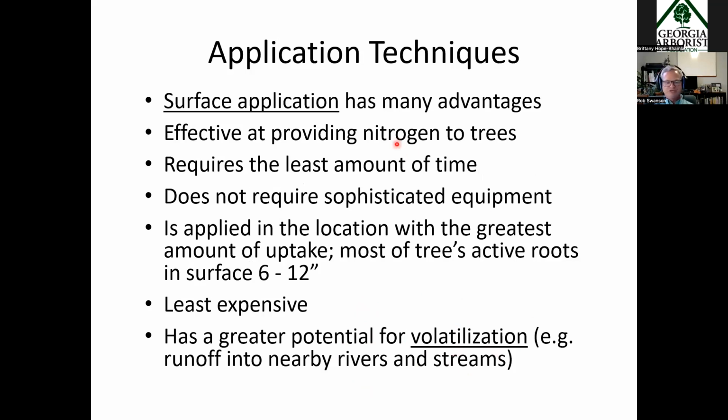There's a number of application techniques out there. Surface application is where you're just putting the granules of the product down, or you're spraying it just on the very surface. You might think this would tend to mimic what happens out there in nature, because that's where the leaves fall, on the surface.